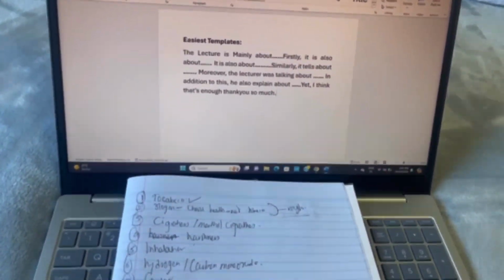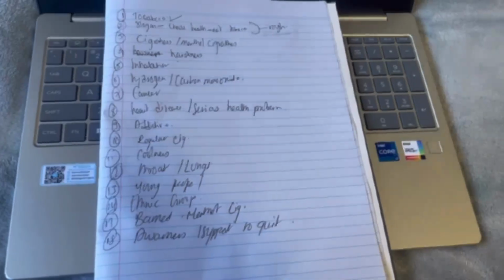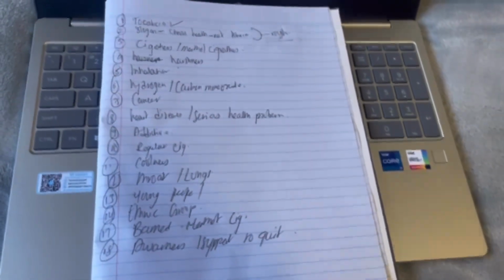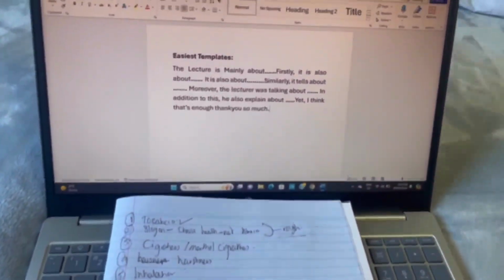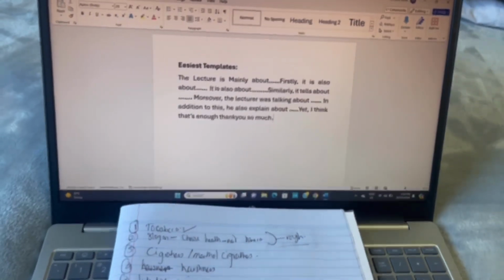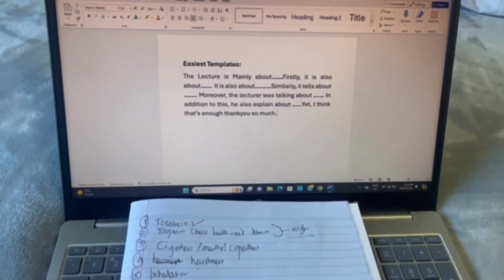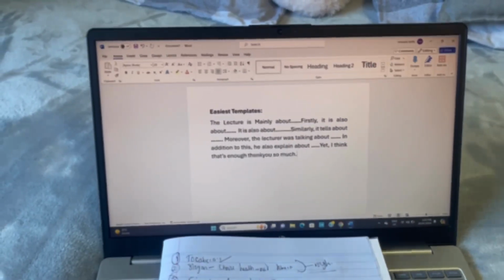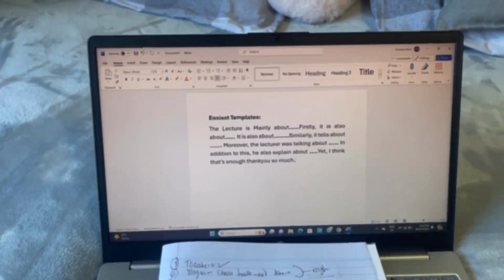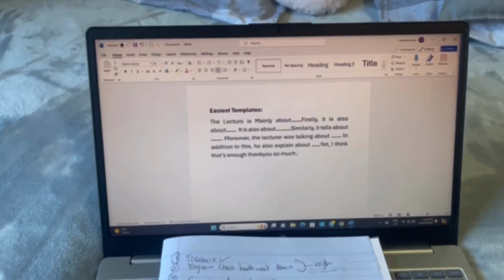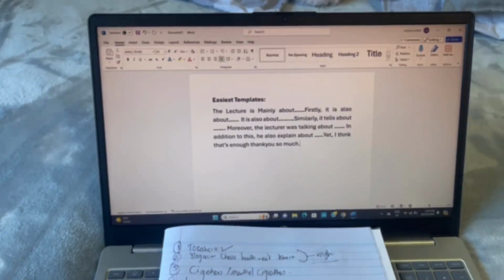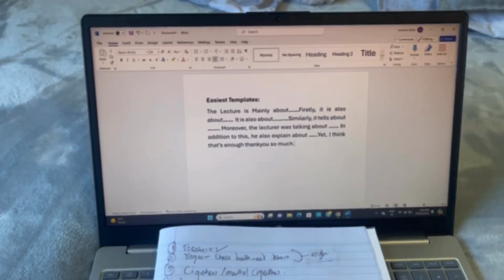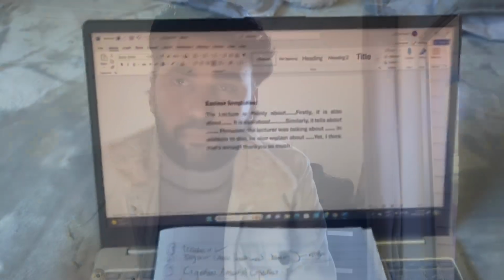He also explains about banned menthol cigarettes, awareness, and quitting. Yet, I think that's enough. Thank you so much. So basically it ended up like that. If you want to make your template sound a little better, you can use a lot of the connectors that I have provided you. Yeah, you can go with it.